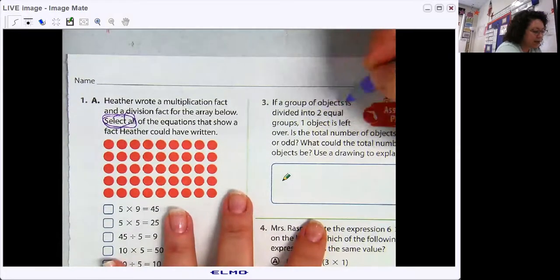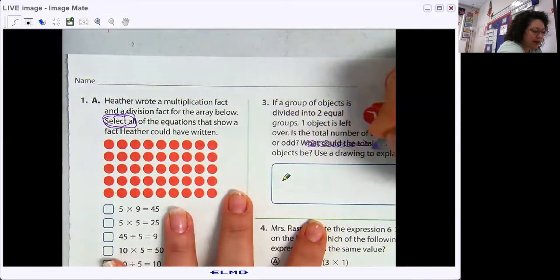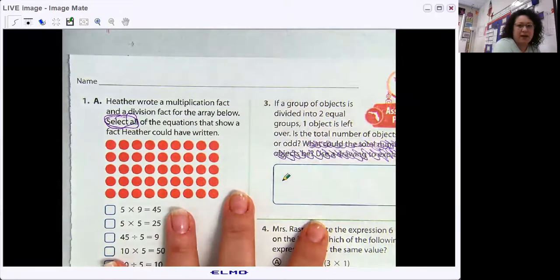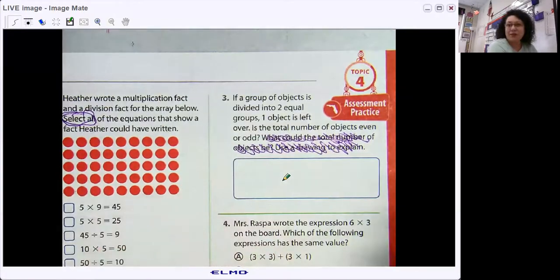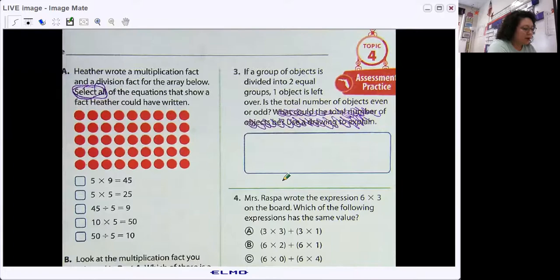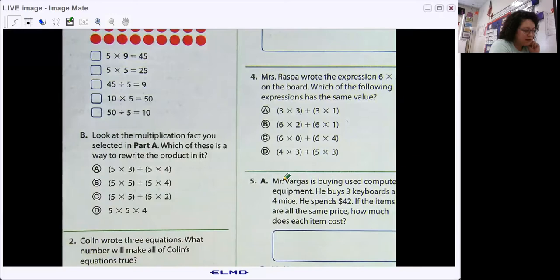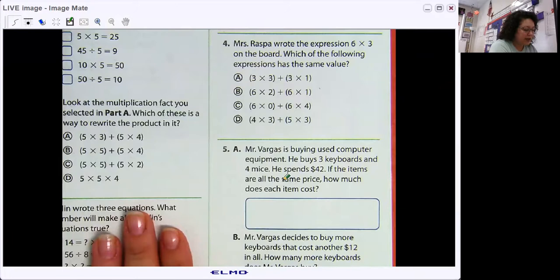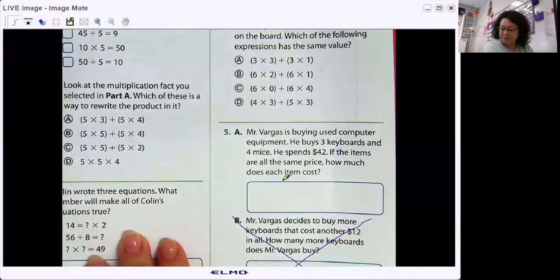Let's see if one object is left over. We can just mark that out. Okay, so mark that out. It's just asking if the object will be even or odd. So that's all you have to write is one word. 4 looks good. 5 looks good. Let's mark out B.